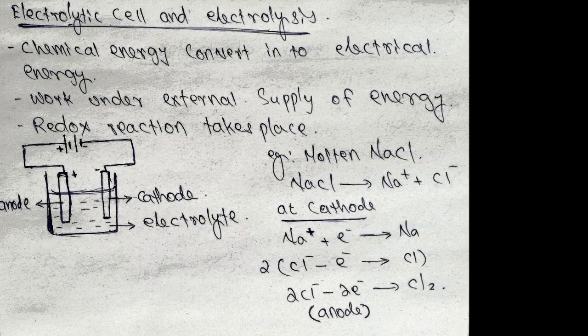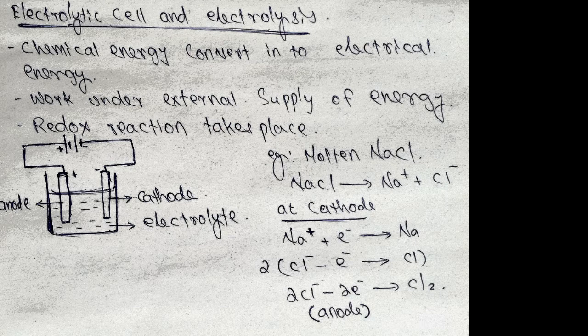Next we have to discuss the electrolytic cell. An electrolytic cell is a cell which converts electrical energy to chemical energy. Electrolytic cells work under an external supply of energy; they need external energy to work. In this diagram you can see a battery. The long line represents the positive terminal and the short line represents the negative terminal of the battery.